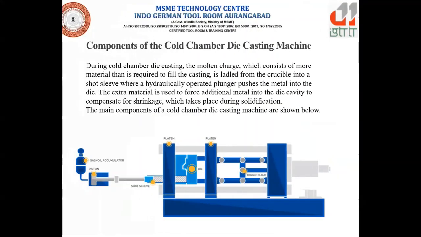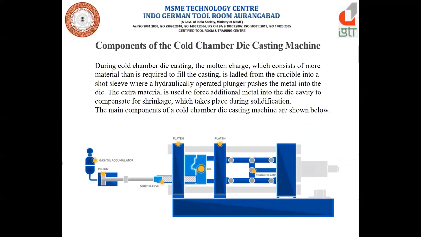Now we discuss the cold chamber die casting machine. In a cold chamber die casting machine, the heating unit, that is the furnace, is removed and placed at some nearby place. So now this furnace is not part of our machine system, and we are required to bring the heated, molten material by ladle and pour it into the unit. That is called a shot sleeve.